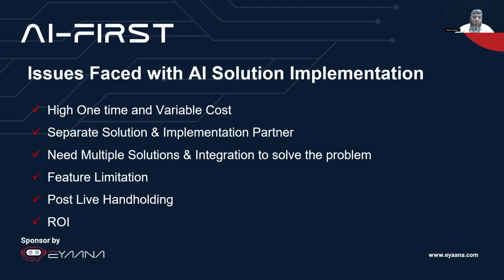Another thing is the completeness of the solution, whether you need multiple solutions for your customer sales and support. For example, you will definitely need a chatbot solution, a help desk, and a CRM to give the best to your customers, right? Whether all the solutions are provided in a single platform or you have to choose a different platform, for example for the help desk, you need to consider that. You may also face feature limitations, where you are looking for a particular feature like video and it may not be available. The most important two things are post-go-live handholding.